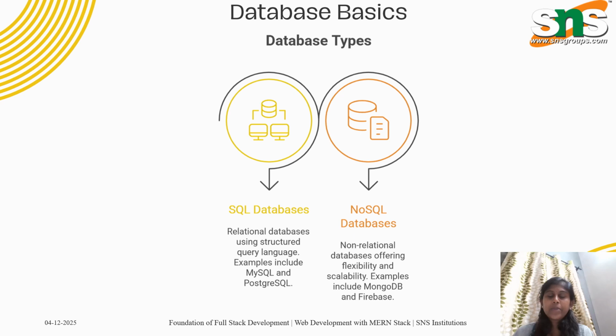Now, let's look at the different database types. Databases store and organize application data, whether it's user information, payments, product listings, or messages. Everything needs to be stored safely and retrieved quickly. Databases can be relational or non-relational, and choosing the right one helps in building fast and scalable applications. In the MERN stack, MongoDB is commonly used.